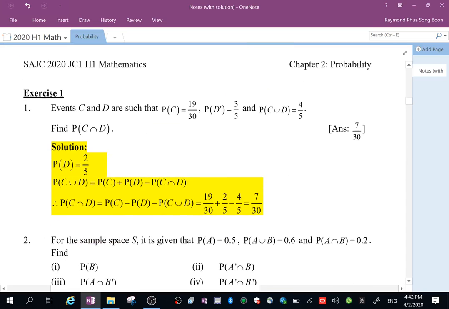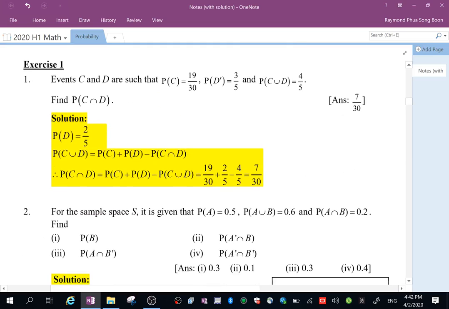Okay, good. Now, let's move on to exercise 1, to look at a few questions pertaining to what you have learned so far. Exercise 1, question 1, talks about two events, C and D, and you're given P(C), the probability of the complement of D, and the probability of C union D. You're asked to find the probability of C intersect D. So you have to look at the information you're given and ask yourself which laws or rules relate it to what you need to find.